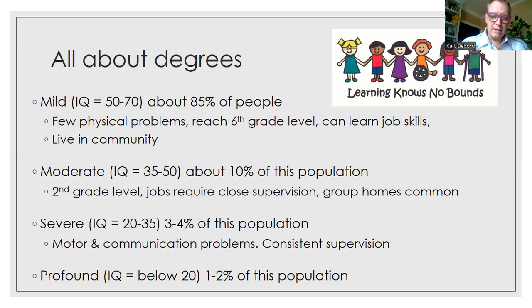Moderate intellectual disability usually has an IQ of about 35 to 50. It constitutes about 10% of people diagnosed with ID. And they can typically achieve about a 2nd grade level of reading and math and knowledge. If they work in a job, it usually requires pretty close supervision.